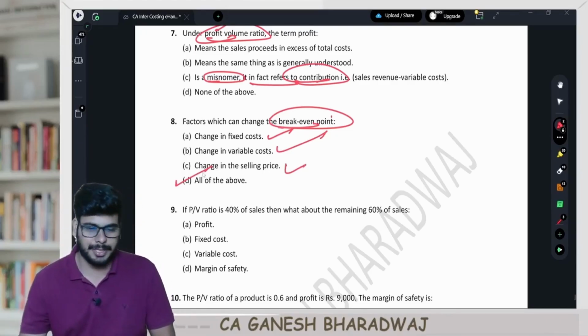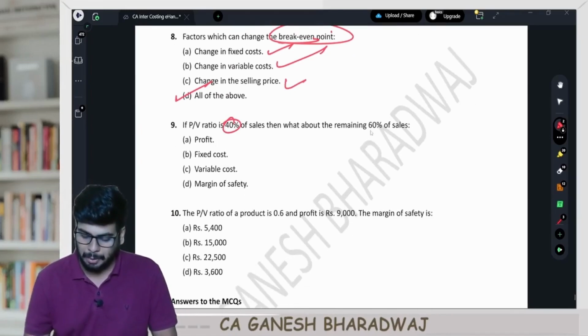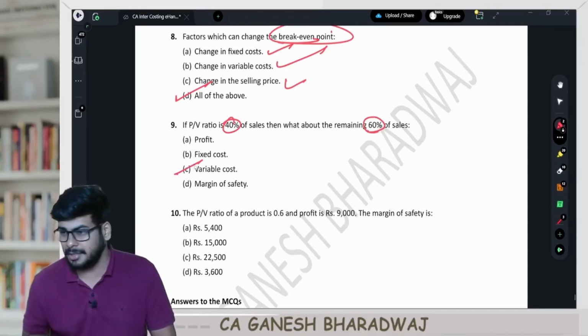Are you clear with this, guys? Logically think and answer. If the PV ratio is 40% of the sales, then what about the remaining 60% of the sales? The remaining 60% is the variable cost ratio. That's all. See how easy it is.